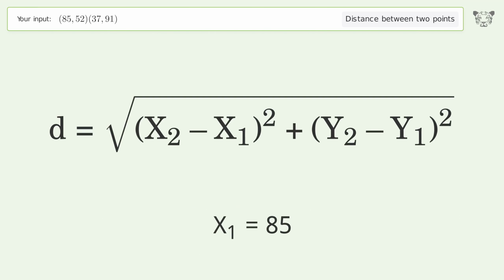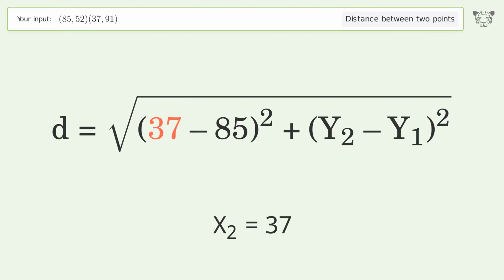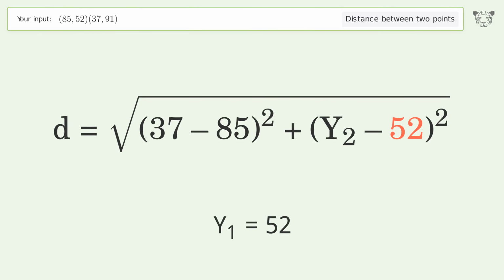x1 equals 85. x2 equals 37. y1 equals 52. y2 equals 91.